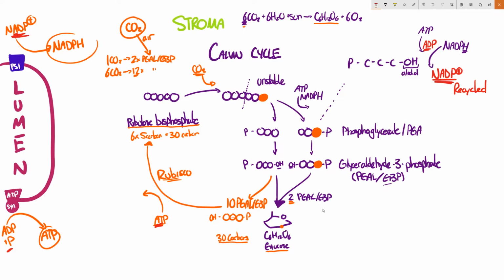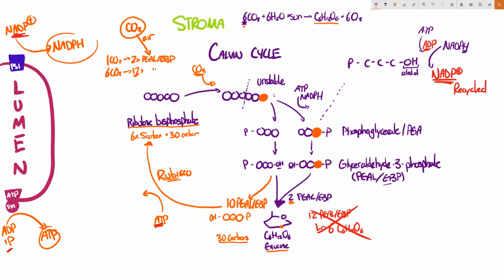If we did turn all 12 PGAL or G3P into sugar, you might argue that we can make six glucose molecules. Well, that seems much more efficient than making just one. But then our cycle stops and we can't continue. So we don't want this. It doesn't help us as much.